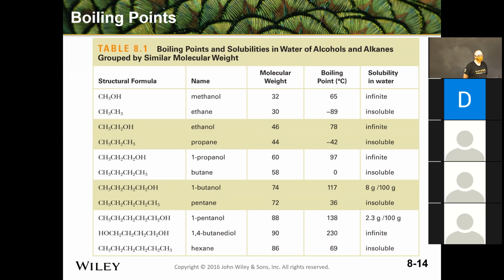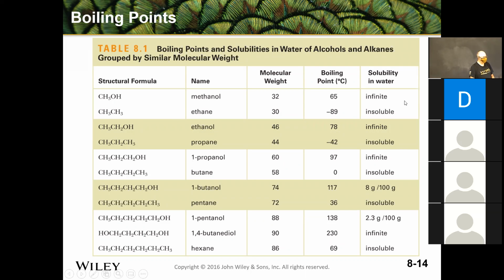So hydrogen bonding strongly affects two physical properties, namely boiling point and solubility in water. Here we have a comparison of methanol and ethane. Very similar molecular weight, but very different boiling points: 65 versus minus 89 degrees Celsius.